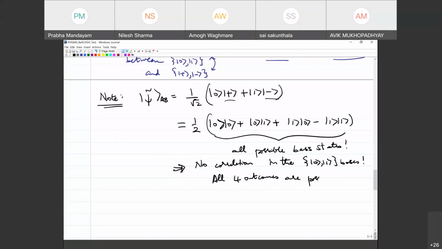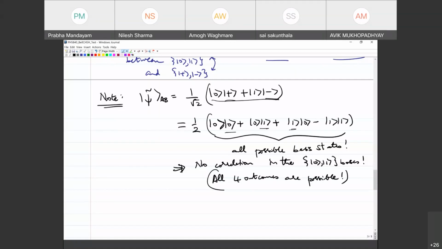If A were to measure in the 0, 1 basis and get outcome 0, B could still get 0 or 1. If A were to measure and get 1, then so on and so forth. But in this case, if A were to measure in the 0, 1 basis and B were to measure in the plus, minus basis, then only 2 pairs of outcomes are possible. If A is 0, B is plus. If A is 1, B is minus, and vice versa.